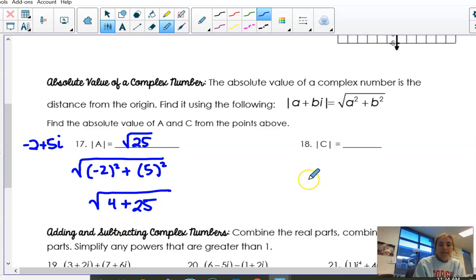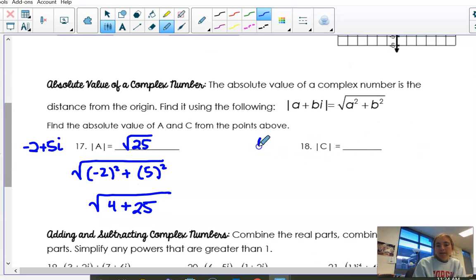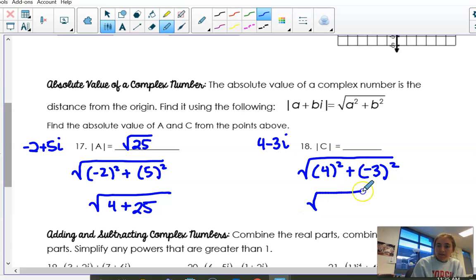All right, let's take a look at C. C from earlier was 4 minus 3i. So a squared, we're going to take the real part, 4, and square it, plus take the coefficient of the imaginary part, negative 3, and square it. This gets us 16 plus 9. So the absolute value of 4 minus 3i is the square root of 25, which simplifies to be 5.